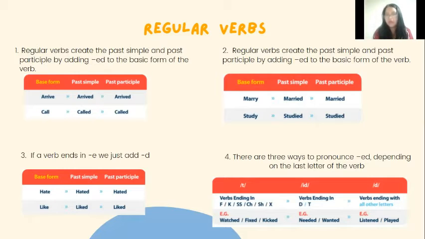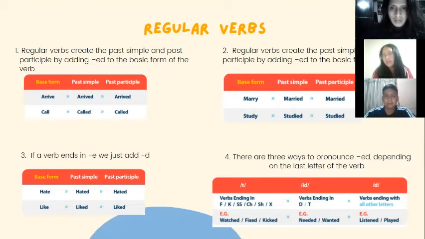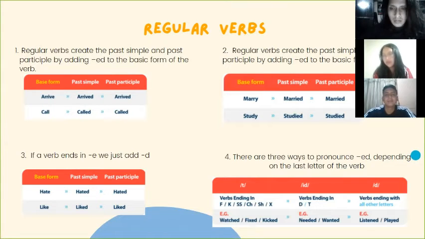Number 4, there are other ways to pronounce ed, depending on the last letter of the verb. Verbs ending in p, k, x. For example, watched, kicked, or fixed. Verbs ending in d or t. Needed or wanted. And then verbs ending with all other letters. For example, listened or played.